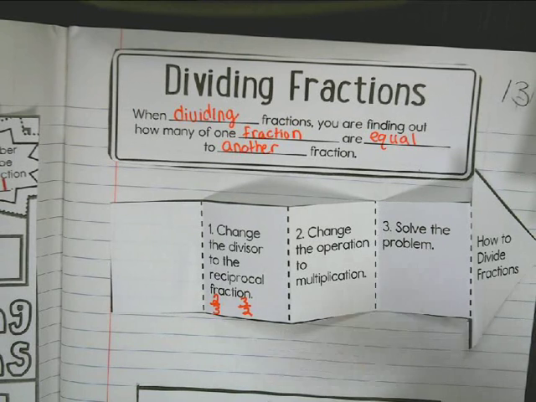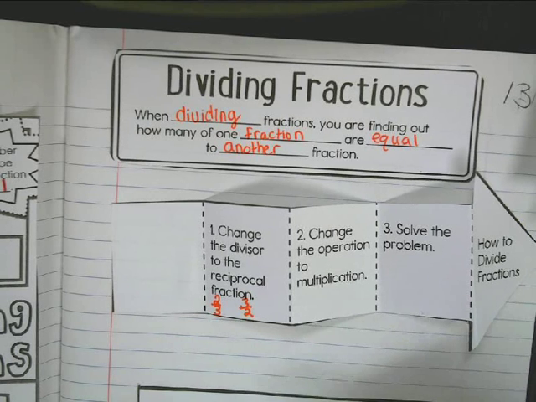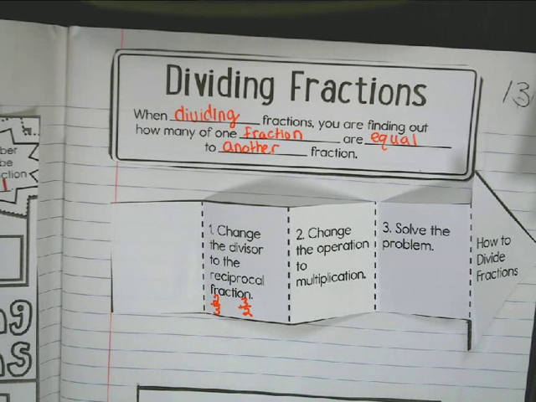Okay, then it says change the operation to multiplication. And step 3 says solve the problem. Okay, so we're going to look at the first problem.